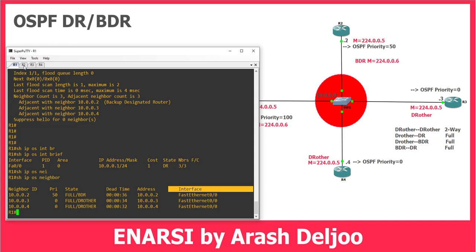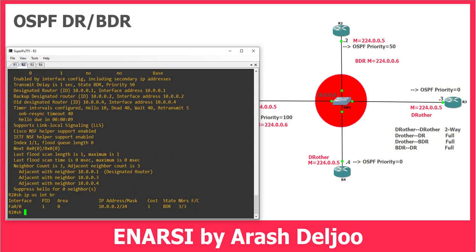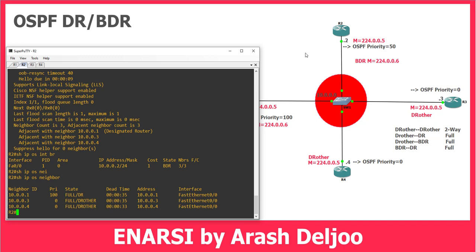Let me show you show IP OSPF neighbor in router 2. This router shows us that we have 3 neighbors: router 1, router 3, router 4. Don't forget that router 2 is the BDR and the priority of the interface of router 1 is 100, and the priority of the interfaces of router 3 and 4 are 0. Then we have again full adjacency with all routers, with the DR and with the DRothers.